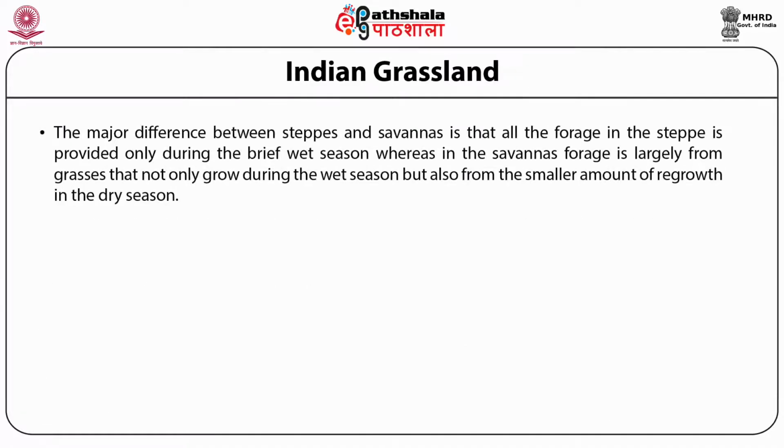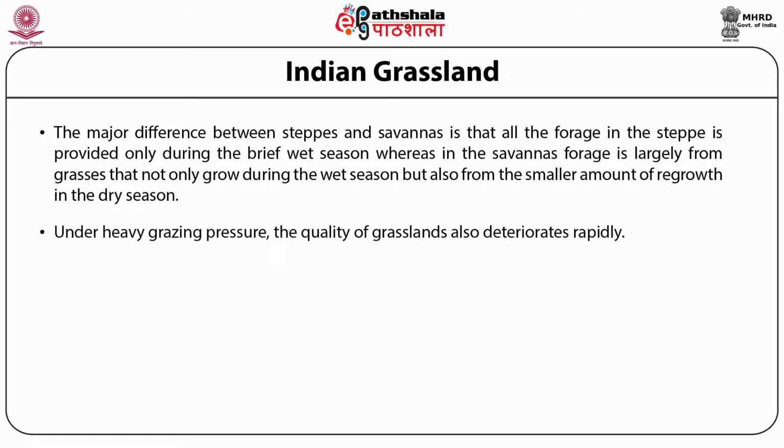The major difference between steppes and savanna is that all the forage in the steppes is provided only during the brief wet season, whereas in the savannas, forage is largely from grasses that not only grow during the wet season but also from the smaller amount of regrowth in the dry season. Under heavy grazing pressure, the quality of grasslands also deteriorates rapidly.